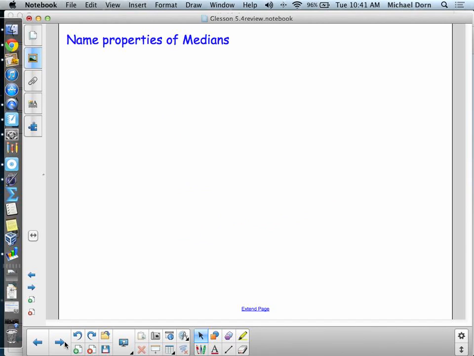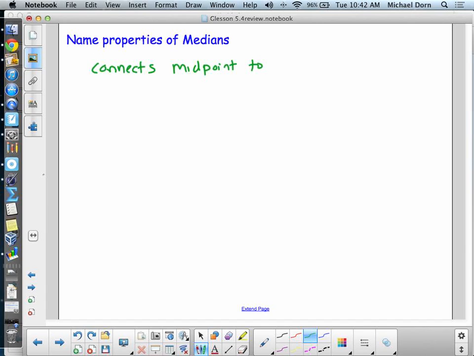How about some properties of medians? A median connects what two pieces in a triangle? How do we draw a median in a triangle? We connect a blank to a blank. Yes. Connects the midpoint to the vertex. To the opposite vertex, actually.